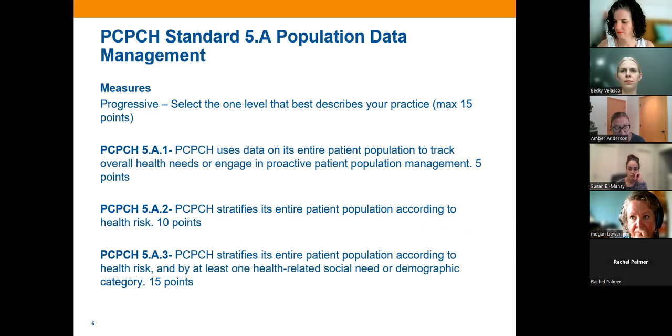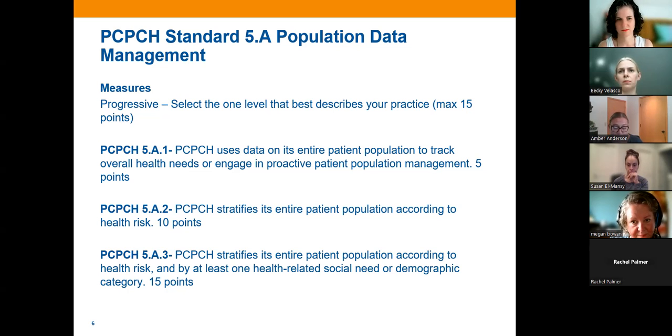In the 2020 TA guide, this is a check all that apply standard, and you are able to get a maximum of 15 points. In the updated 2025 TA guide, this is going to be a progressive standard, which means practices can select one measure level that best describes their practice with a maximum of 15 points.